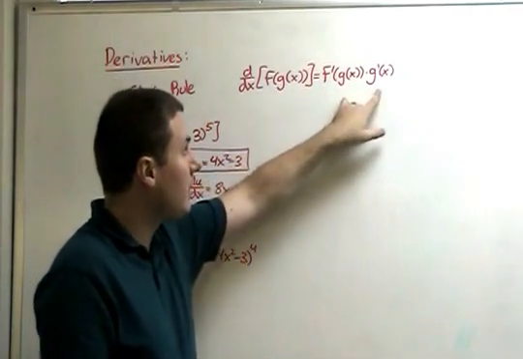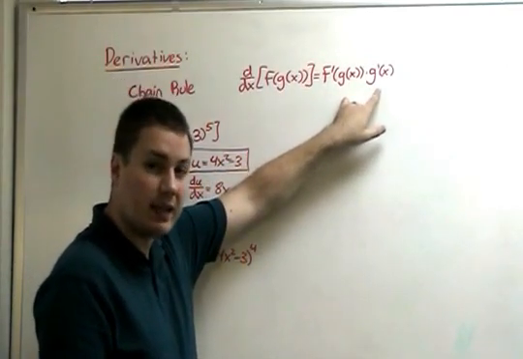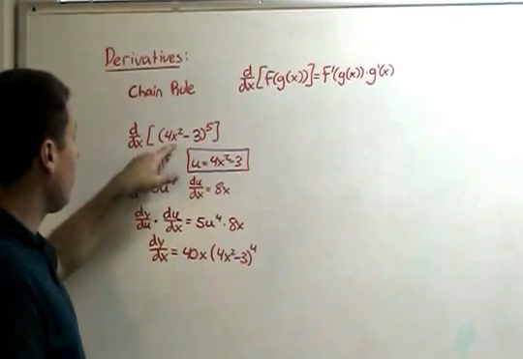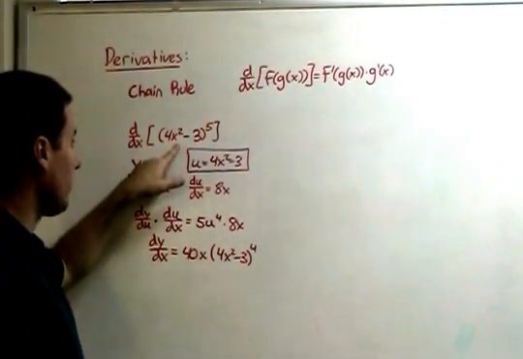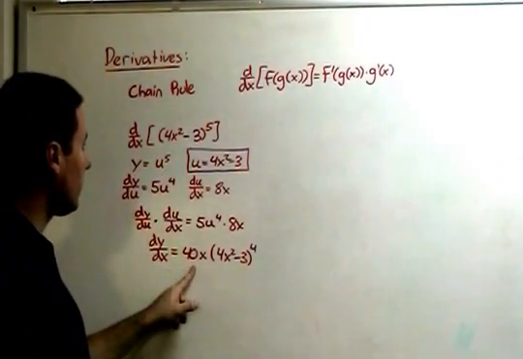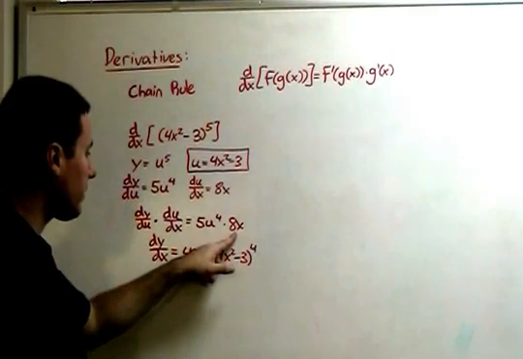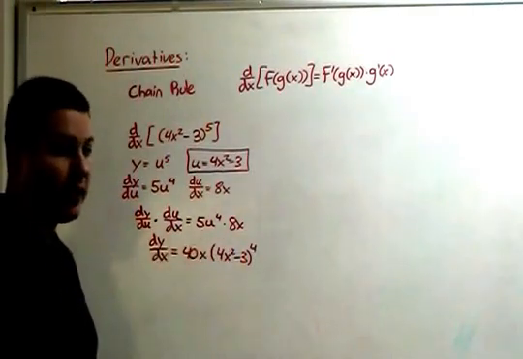Then we need a g prime on the outside. That's the derivative of the inside. So the derivative of the inside would be the derivative of 4x squared minus 3. Well, the derivative of that is our 8x. When multiplied by 5, it gives us 40x.